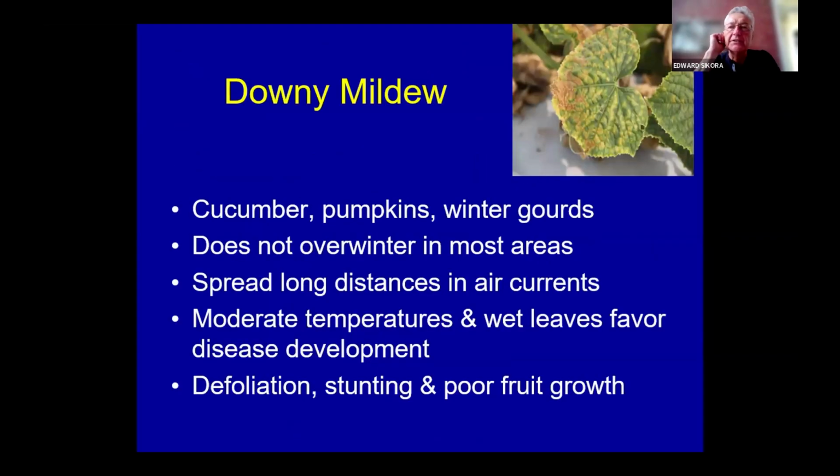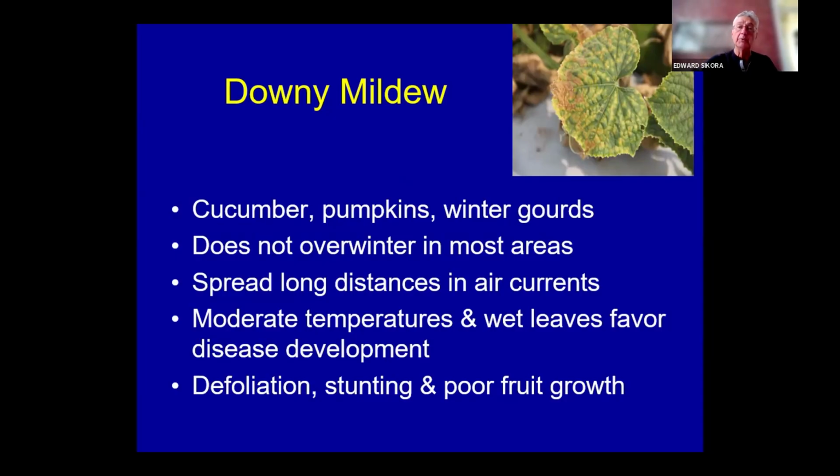Oh, I got one more fungal disease here, downy mildew. This sounds like it might be a cousin of powdery, but this is actually a water mold. I would call it water mold fungi, but I guess it's an oomycete they classify it now. Big problem on cucumbers, pumpkins, and winter gourds, mainly as far as the cucurbit group. It doesn't overwinter in Alabama for the most part, but it needs to be spread long distances in air currents.